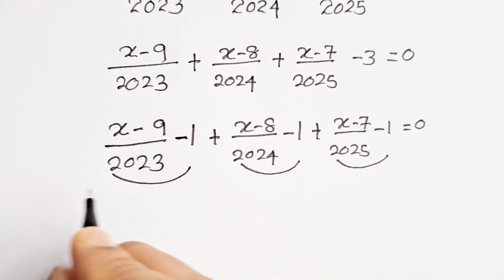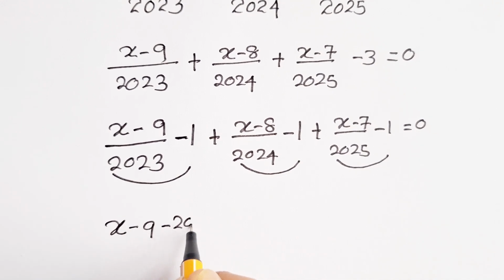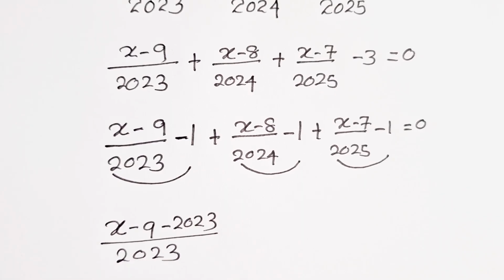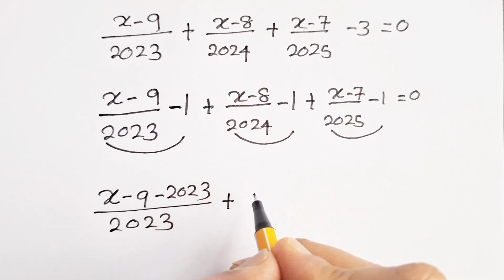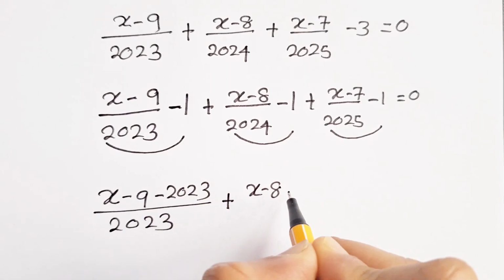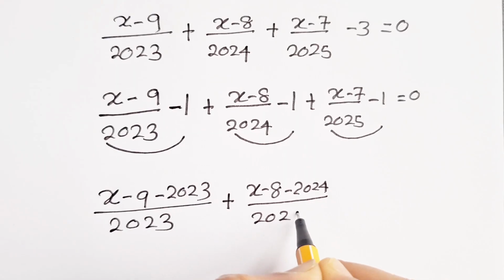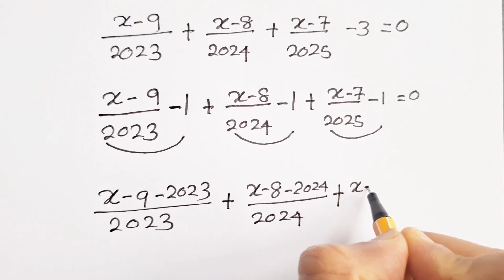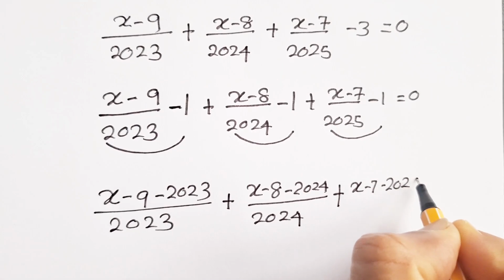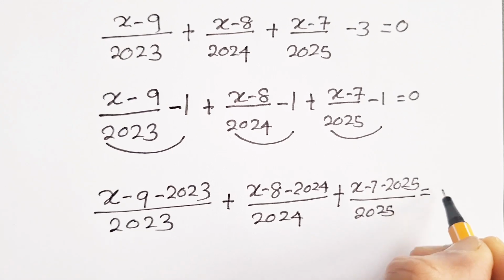If I solve these two parts, it will become (x minus 9 minus 2023) over 2023, plus then these two parts will become (x minus 8 minus 2024) over 2024, plus these two parts become (x minus 7 minus 2025) over 2025 equals 0.